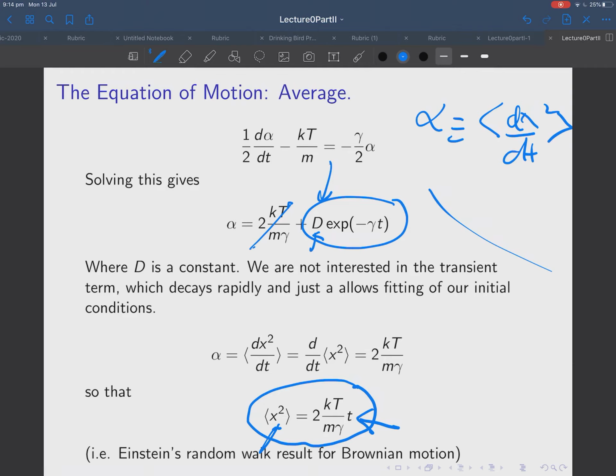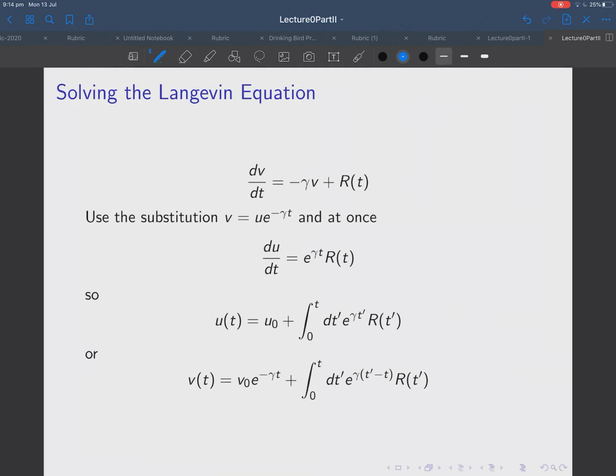I cannot emphasize enough how crucial this particular result is, and we will do that a lot more later on when we actually do random walks. But the size squared of your random walk is proportional to the number of steps. In other words, the size, how far you go, is proportional to the square root of the number of steps you take, or proportional to the square root of the time.